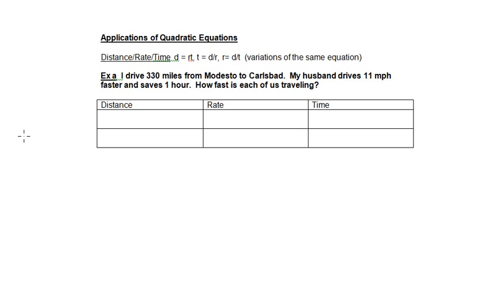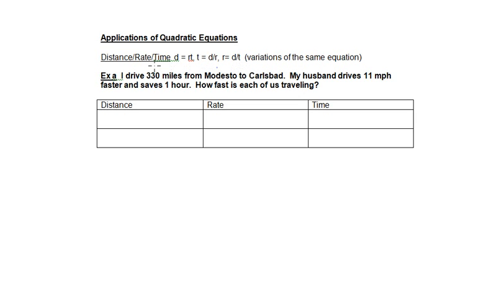We're going to be looking at a few applications of quadratic equations, and one of them is a distance rate time problem. You have probably seen these in beginning algebra, but the formula is that distance is equal to rate times time. We can also solve for the other variables. For example, solve for t by dividing both sides of the equation by r, or solve for r by dividing by t.